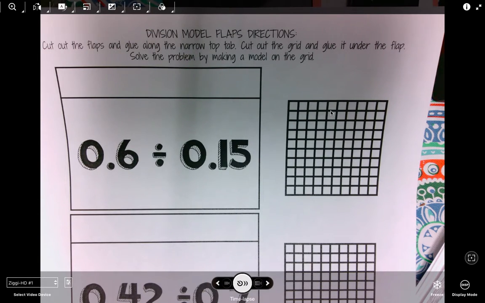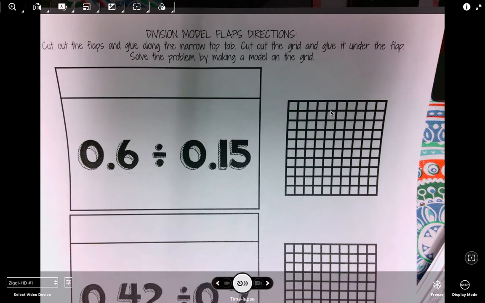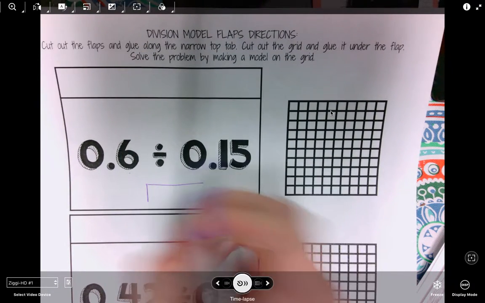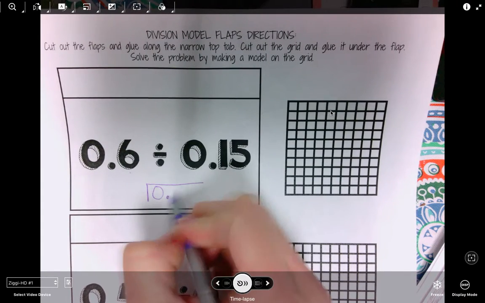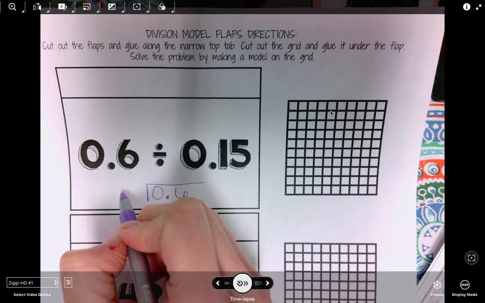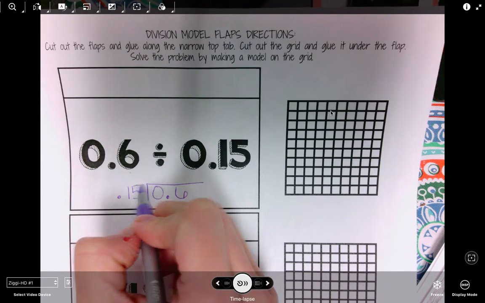Okay, so now we're going to review how to do this the standard way, and we're also going to show how to do it using models. When we look at this written this way, obviously this first number goes in our division tent. It's our dividend. So we're going to put our 6/10 inside, and then our 15 hundredths will go on the outside.